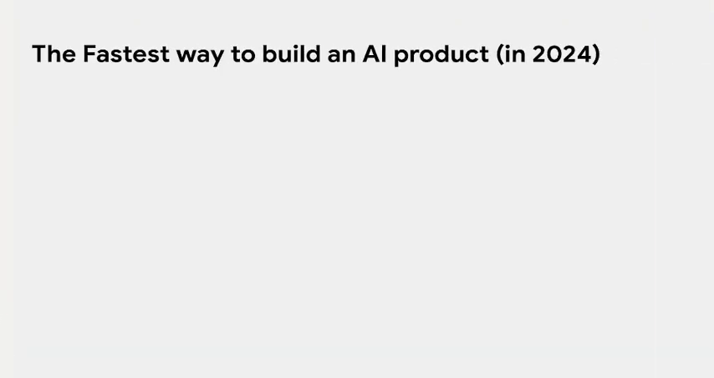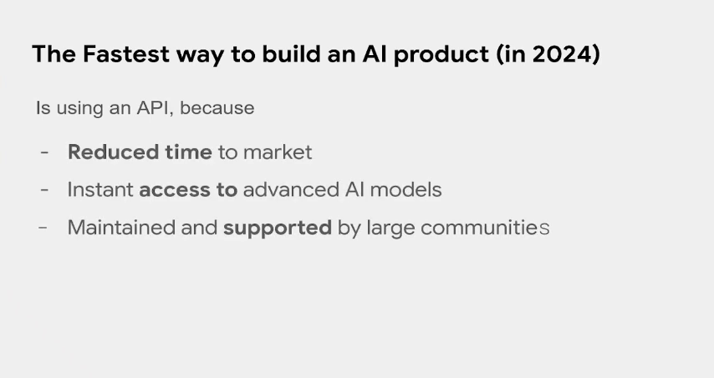First of all, I think the fastest way to build an AI product as of 2024 is definitely using an API, and the reasons are simple. One, you waste less time trying to go to the market since all the models have already been created for you. Two, get access to a very large number of advanced AI models for any task you want to implement. And three, you get support and constant maintenance by large communities. So those are really essential points to launch a product.